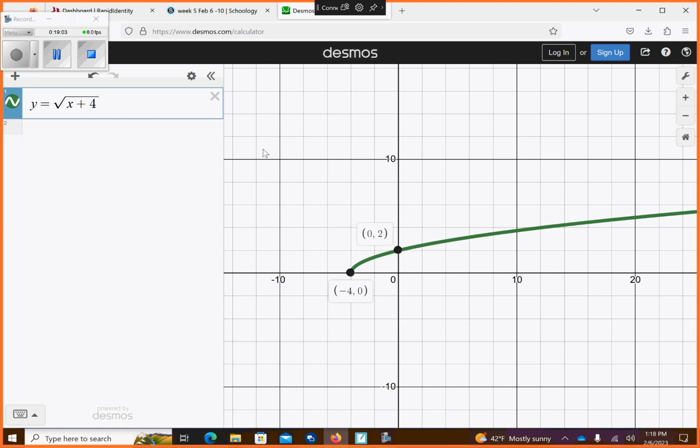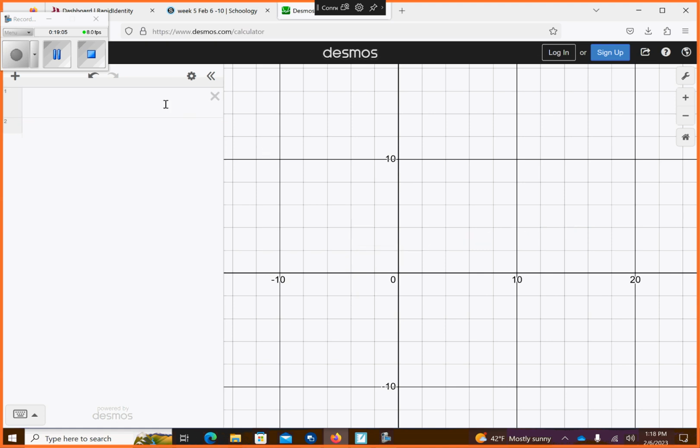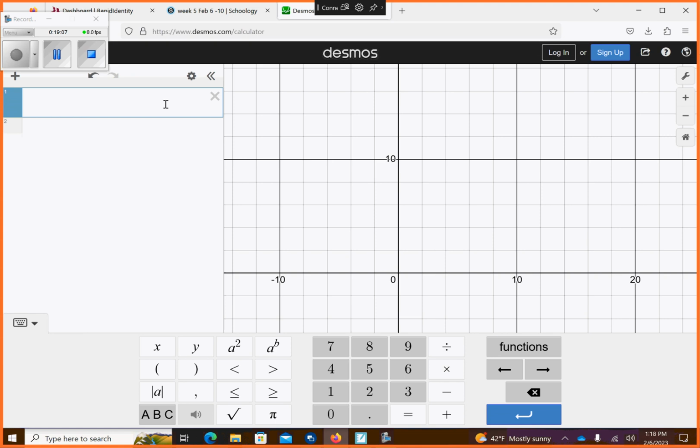And then number 10, we have y equals negative ABS of x plus 2. Make sure you put the x plus 2 in parentheses. Plus 5.